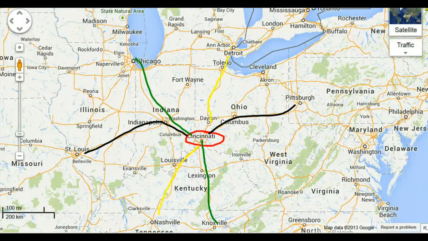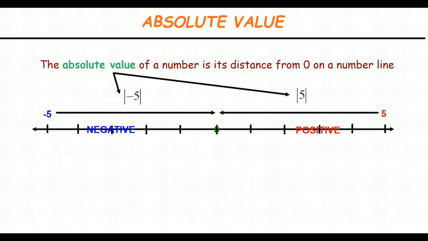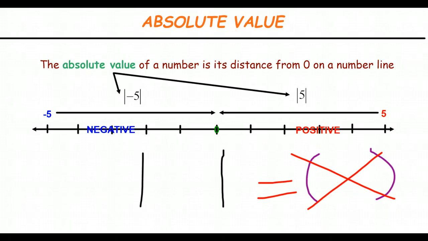So that gets us to what we call absolute value, where the absolute value of a number is its distance from 0 on a number line. We represent absolute value with two vertical lines. Anytime you see two vertical lines, it's important, don't be confused with absolute value in parentheses. These do not mean the same thing. Absolute value is two vertical lines, and it just asks you what the number's distance from 0 is on a number line.